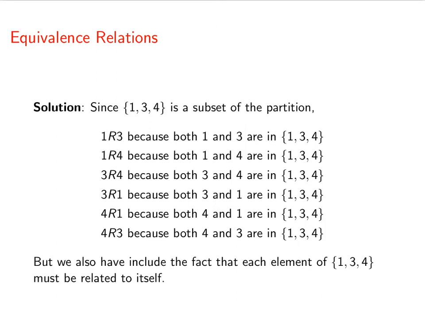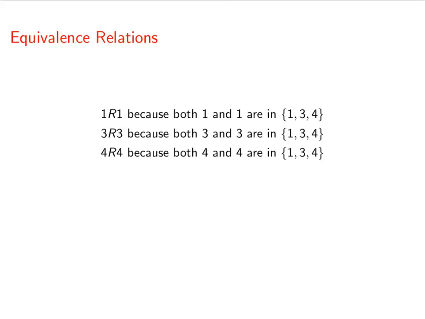Now we also have to include the fact that each element of this set must be related to itself. So we're going to say that 1 is related to 1 because both 1 and 1 are in the set. And we'll do that for each one of these. So 3 is related to 3, 4 is related to 4.